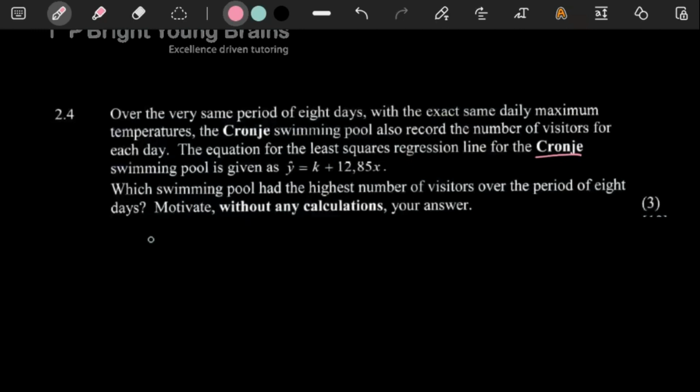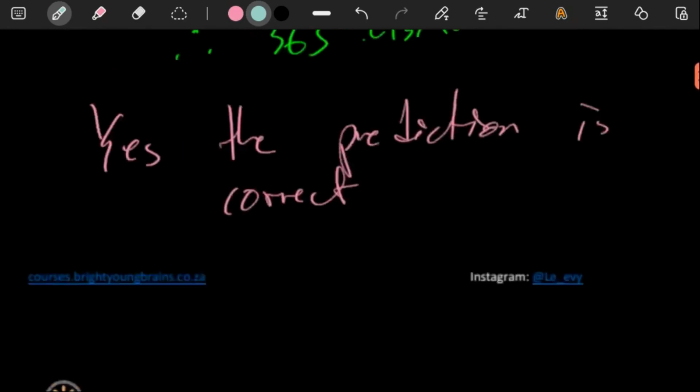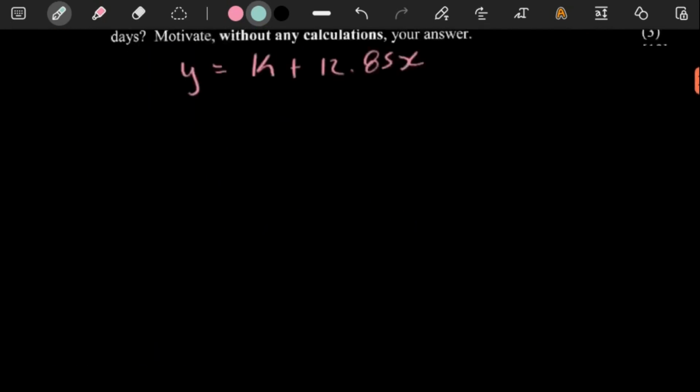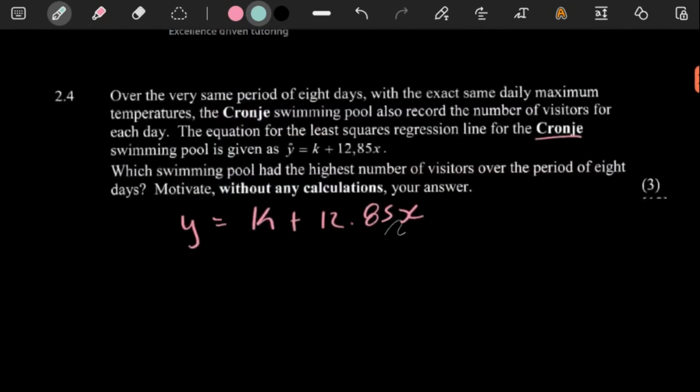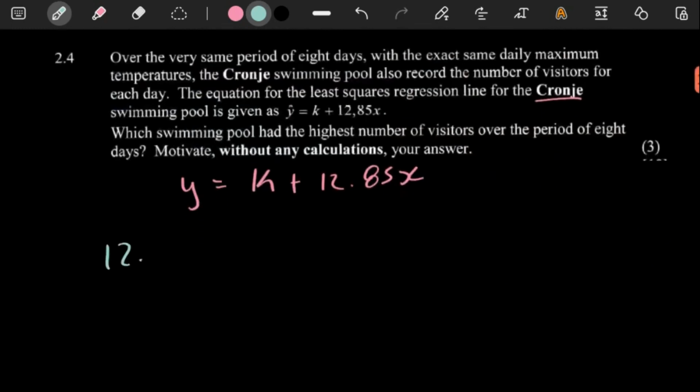So obviously, if you think of the equation, y is equal to k plus 12.85x. This 12.85 is almost going to represent a gradient, because remember, this equation is somewhat an equation of a straight line. So in this case, we can see that the gradient of the Madiba swimming pool is higher than the gradient of the Cronje swimming pool.